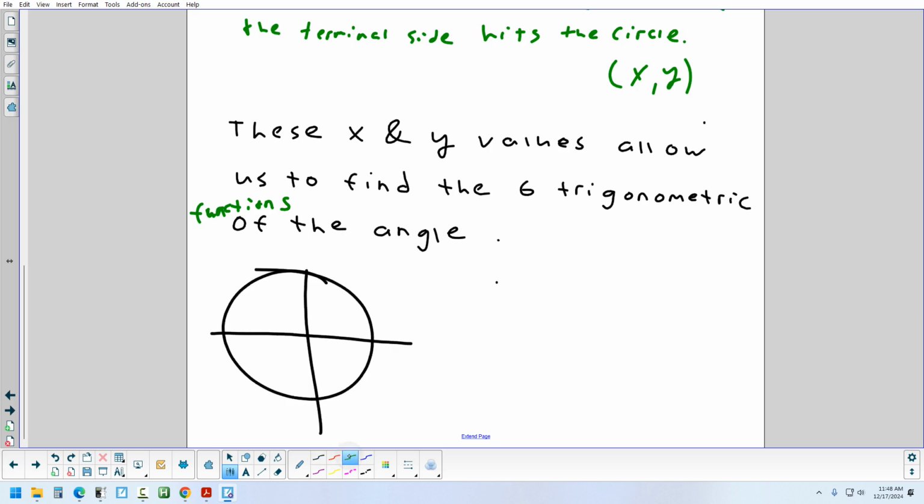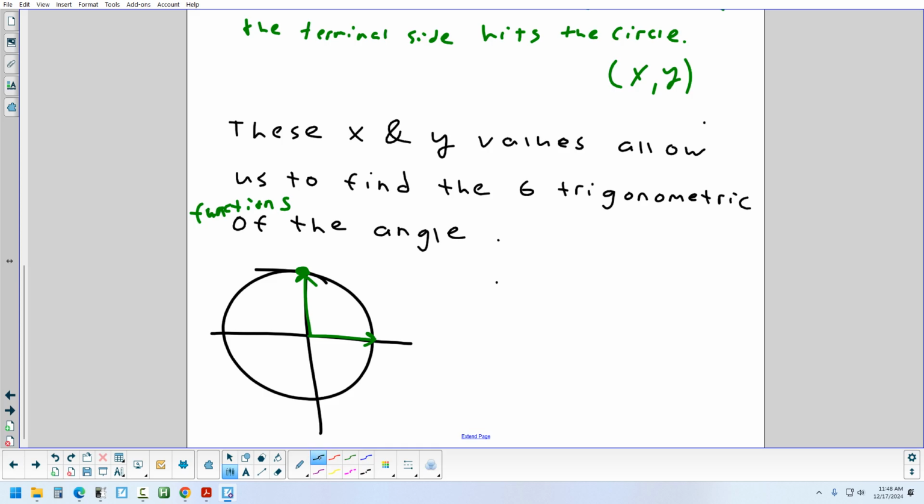Let's start with a 90. There's your initial. There's your terminal. When you draw a 90-degree angle, the point where the terminal side hits the circle is at the very top. Now, it's in the title of this section. What kind of circle is that? Unit circle? It's a unit circle.